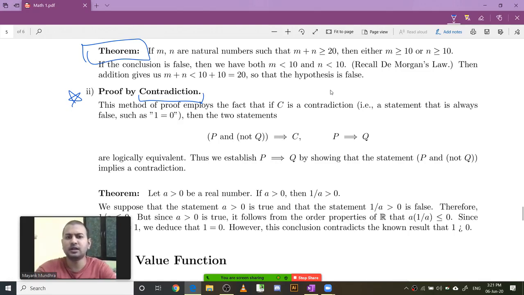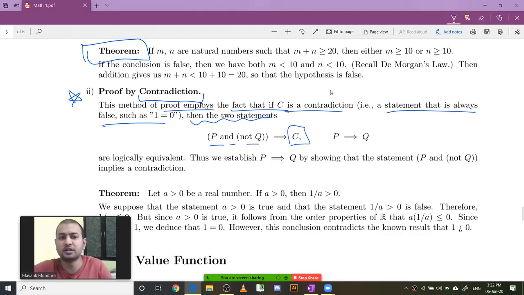So what is proving by contradiction? This method of proof employs the fact that a contradiction is a statement that is always false. We talked about three kinds of statements: tautologies, contradictions, and statements which are not always true or false. Contradictions were the statements which were always false. So if we have a contradiction C, and the statements P and not Q lead to a contradiction, then P must imply Q.